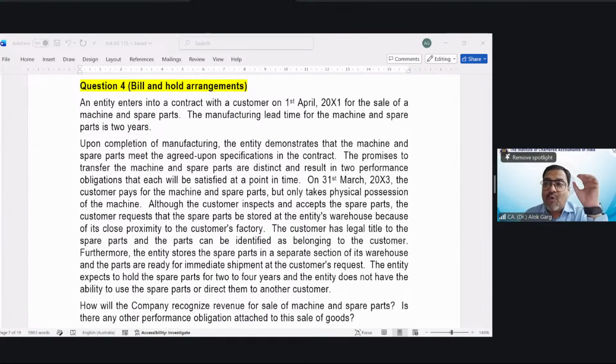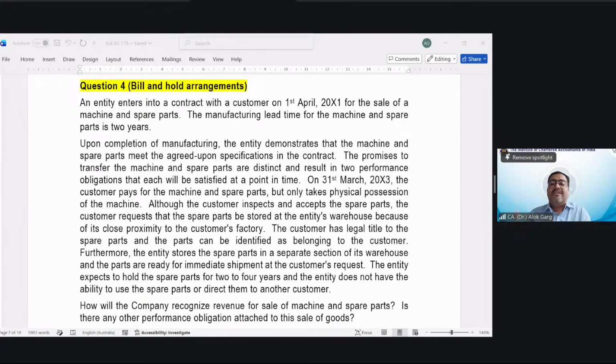The hold, or such storage, has to be specifically requested by the customer. Number two, the product must be identified separately. Number three, the product is ready for physical transfer in the current situation, right? It is ready. Number four, the entity cannot use this product or sell this product to another customer.